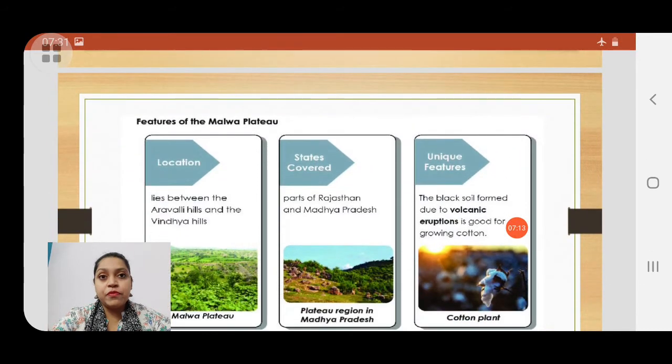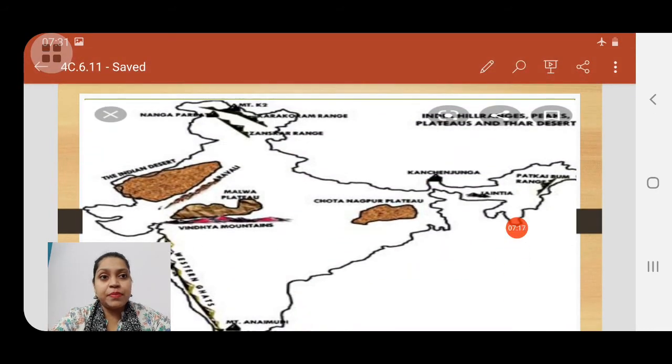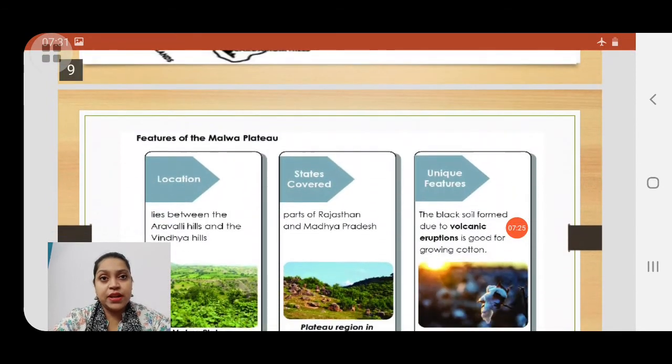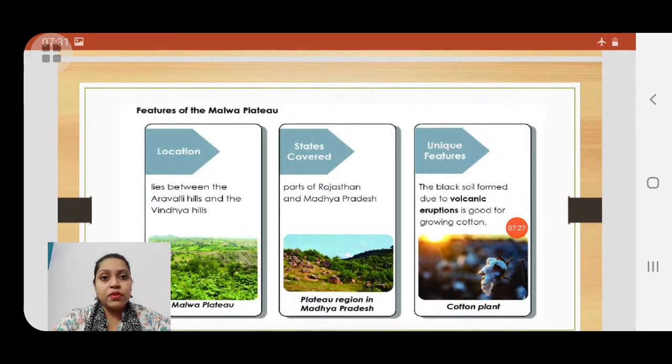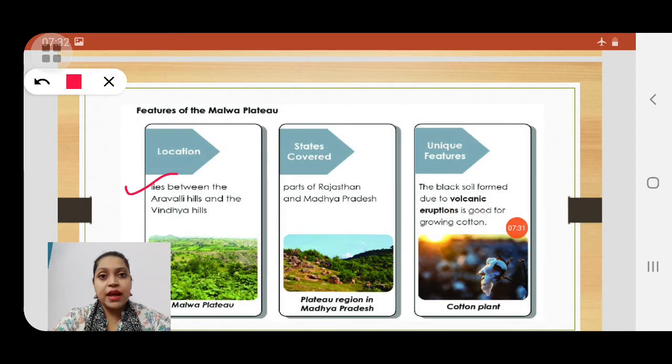Now we come to the features of the Malwa Plateau. Features of which plateau? This plateau. We'll study about the special features of the Malwa Plateau. What is special about this region? We'll come to know. So, the Malwa Plateau lies between the Aravalli Hills and the Vindhya Hills.